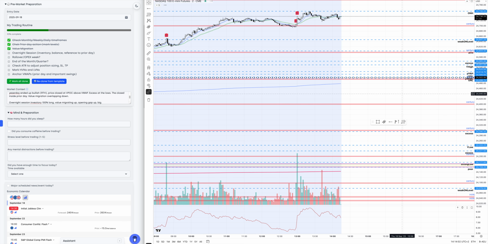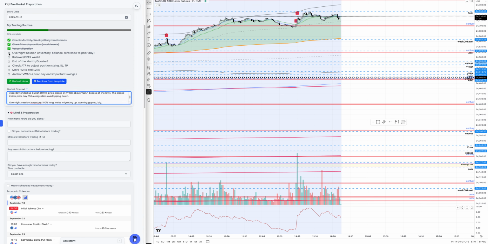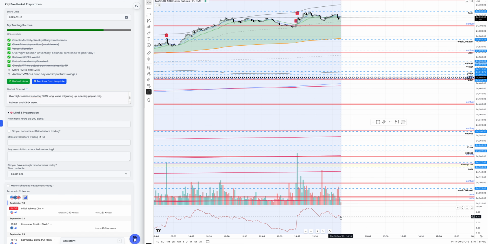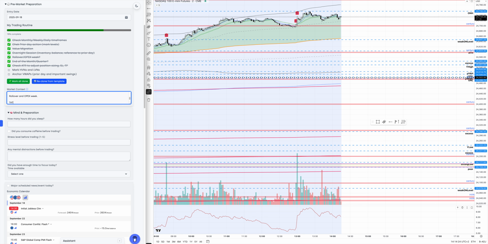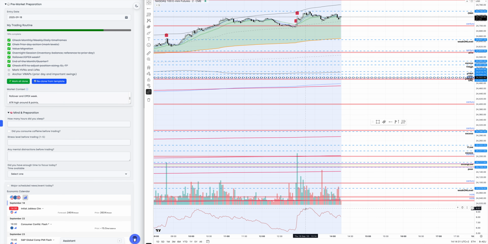Then let's go to the overnight session. Yes, we still are in there. Next week. Let's see about the ATR now. It is high. ATR is around 8 points. It was even higher, right? It's around 10 almost, which is high.